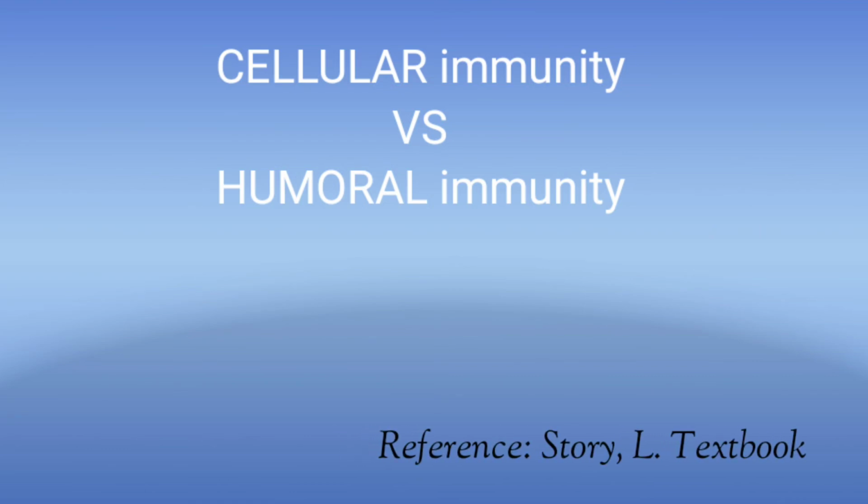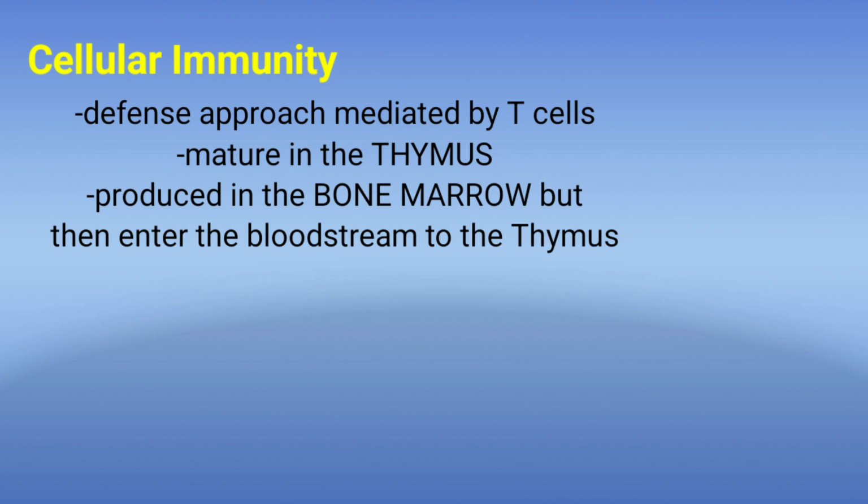Hi guys, in this video we are going to talk about the difference between cellular immunity and humoral immunity. We're going to start first with cellular immunity. Let's define it. Cellular immunity is an approach mediated by T cells, which recognize the presence of the antigen. They bind to the antigen and trigger a response by the other immune cells.